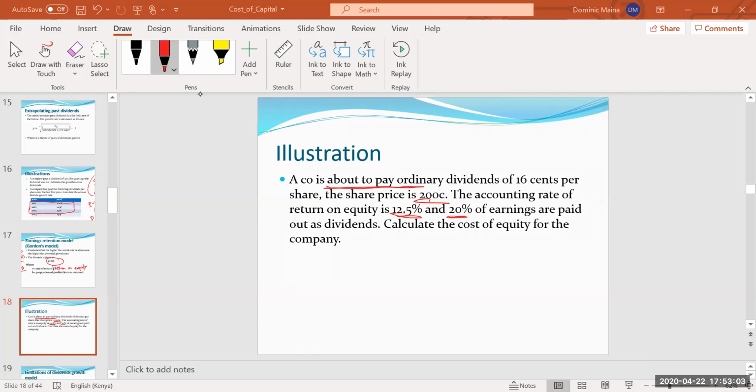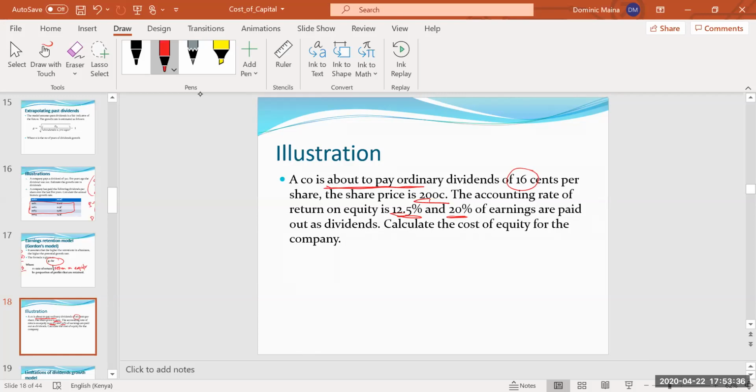So that means the 16 cents you have here cannot be D naught, because D naught is the most recently paid dividend. So this is yet to be paid. There's no way our 16 cents can be D naught. So what can it be? It can only be D1. Be careful with the tense that is being used. The company is about to pay, the company is yet to pay, so that 16 cents cannot be our D naught. It can only be our D1.